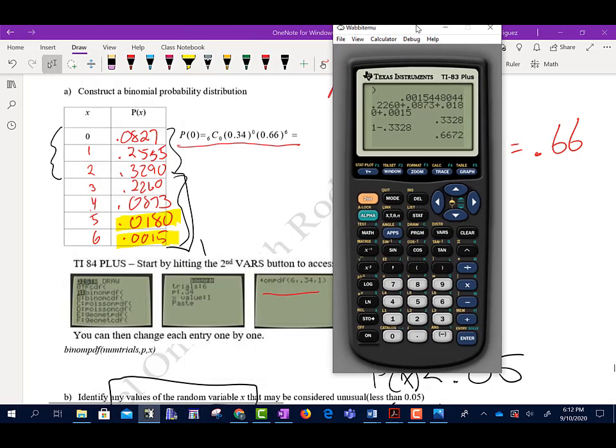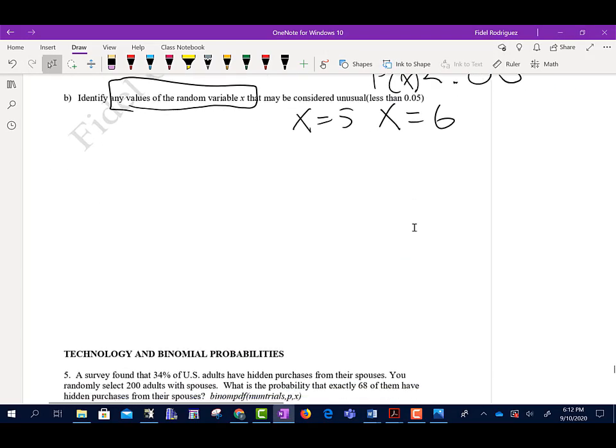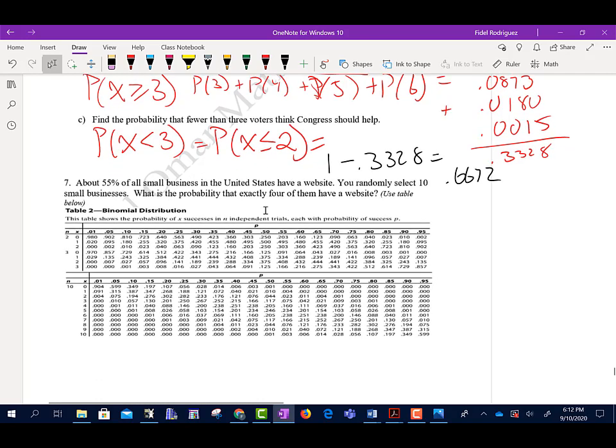So let me move this over here. What happens if I decided to add 0.0827 plus 0.2555 plus 0.3290, 0.6672? Same answer, right? Okay, so I just want to show you that's how I'm doing that problem, okay?